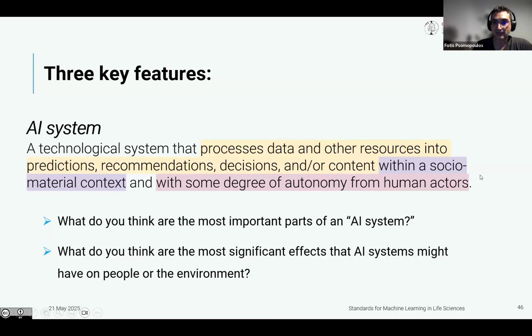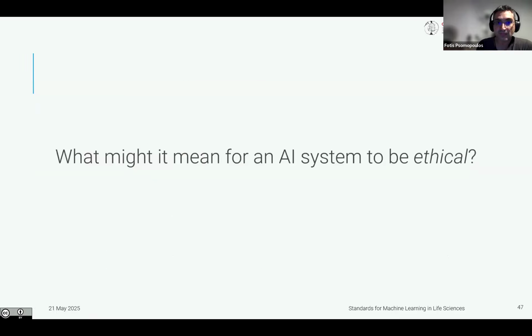If you talk about AI systems, this is the current definition of an AI system. Most people stop at the orange part, a technology system that processes data and other resources into predictions, recommendations, decisions, and more content, but ignore the other part, which is within a socio-material context. In other words, where and how you're putting that. And the last part is with some degree of autonomy from human actors. It means that it can act by itself. The reason I'm saying that is we need to start thinking about ethics as well, which connects to the standards.